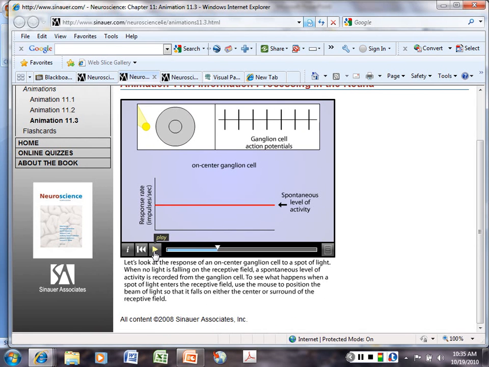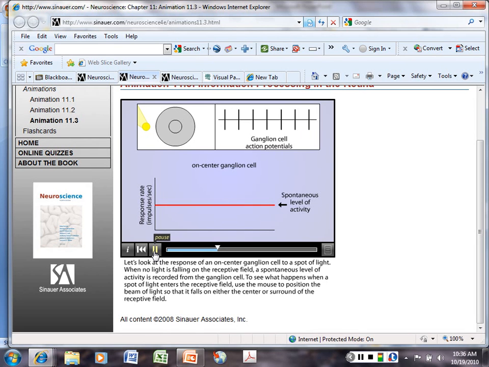The photoreceptor was suppressed, was hyperpolarized by light, but somewhere in the pathway that must translate, something's getting switched. Right, something's getting switched, so the ganglion cell is getting activated by light. Thank you. Okay.